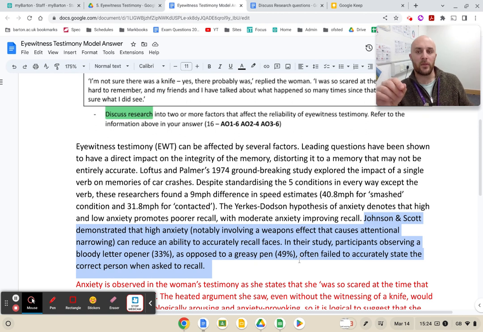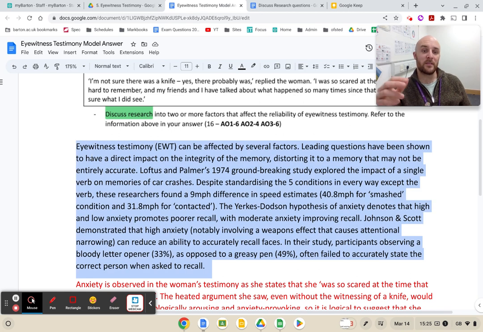Now, in this AO1, I've got two pieces of research, simply what they found, not their whole life story, not where Elizabeth Loftus was born or where she did a postdoctorate or anything like that. I just stick to the findings, and then I have two references to the theories as well. This is a pretty short AO1. Maybe I could have elaborated, but this is what we're talking about when it comes to discuss research questions.